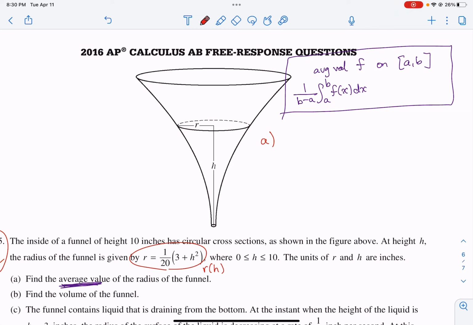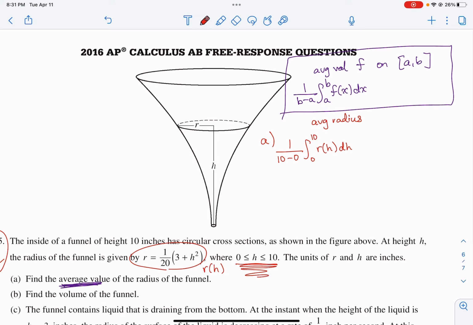So if we want to find the average radius or average r, we would integrate something which is essentially the radius as a function of height. We want to integrate the radius. So we want to add up all these little radiuses at different heights. So naturally, we should have a dh here. Right? We want to add up all these radiuses. And then we want to divide by the interval we're integrating over, which in this case is from 0 to 10. It's 10 minus 0. And we're integrating from 0 to 10.